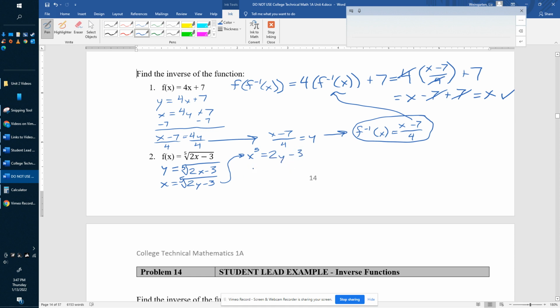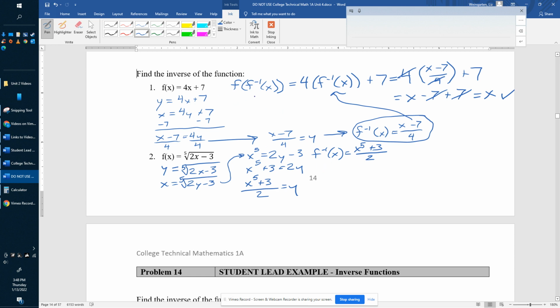Get rid of that 3. We'll add 3 to both sides. Divide both sides by 2. Remember to divide that 3 by 2 as well. And now we put in our inverse notation. And now we verify.